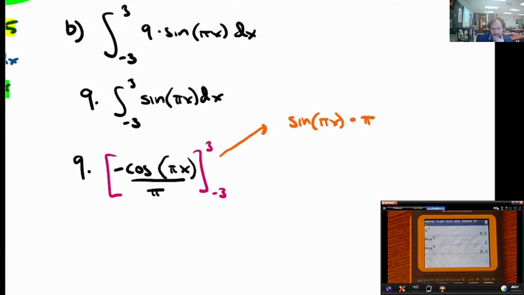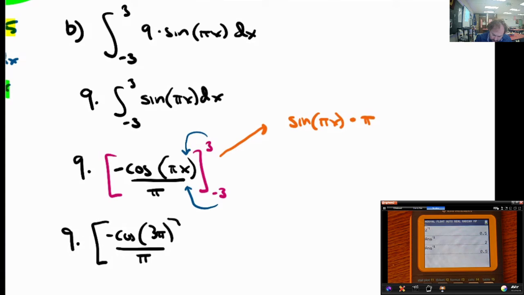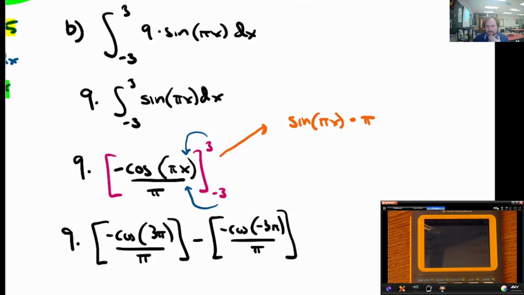Here's the thing, if you plug in, and now before we go to evaluate this, I just want to explain something. If you plug a 3 in for x and then a -3 in for x, we're going to get, let me just write it out and then I'll explain. You'll have negative cosine of 3 pi over pi minus negative cosine of -3 pi over pi. And at this point, you should grab a calculator because there's no way to evaluate those numbers.